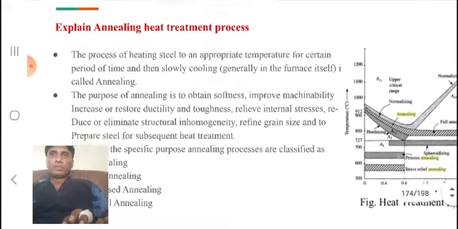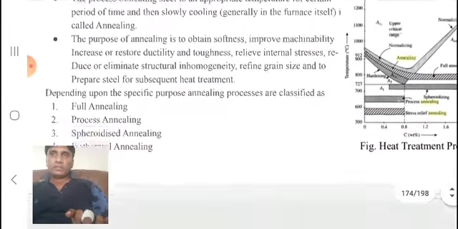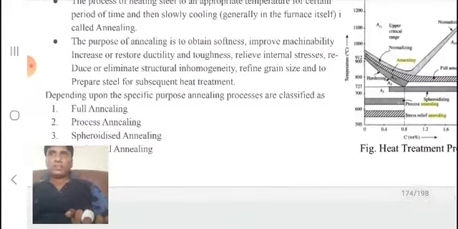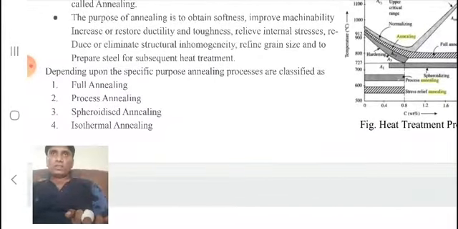So the main purpose of annealing is to obtain softness, improve machinability, increase or restore ductility and toughness, relieve internal stresses, reduce or eliminate structural inhomogeneity, refine grain, and prepare steels for any subsequent heat treatment processes. So annealing is of four types: full annealing, process annealing, spheroidized annealing, and isothermal annealing. So we will see what is full annealing.